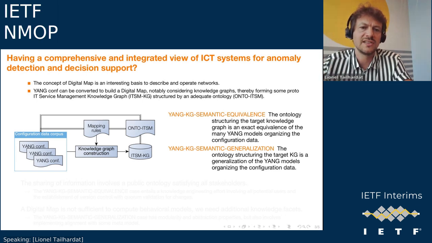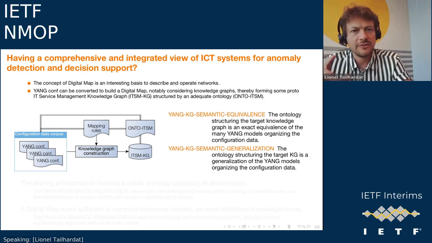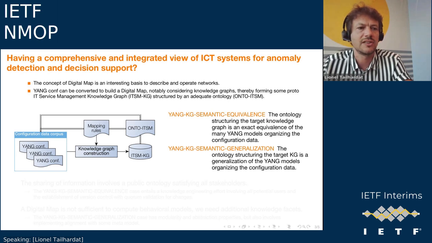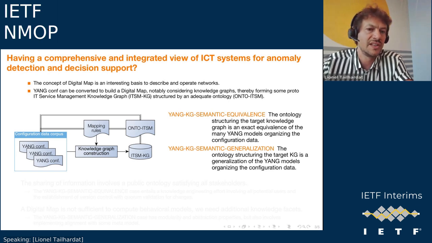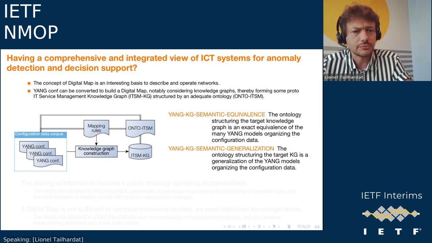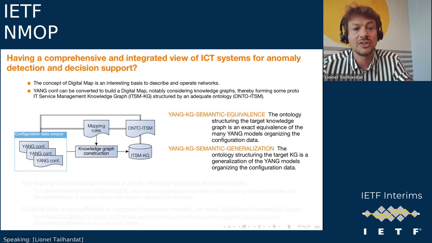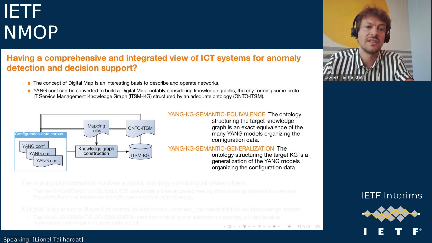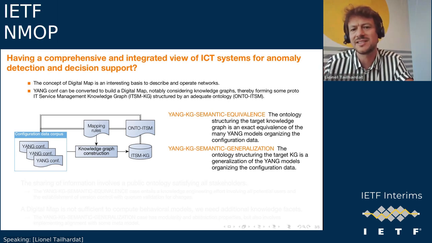But having a knowledge graph means that it is structured by an adequate ontology, or onto-ITSM, on the upper right side. And this is yet to be discussed. So considering the data and knowledge we have at hand, two design strategies for knowledge graph construction appear. The first one, which I have called YANG KG semantic equivalence, is akin to saying: I have some configuration data, let's just implement data transformation rules to make a graph out of it.